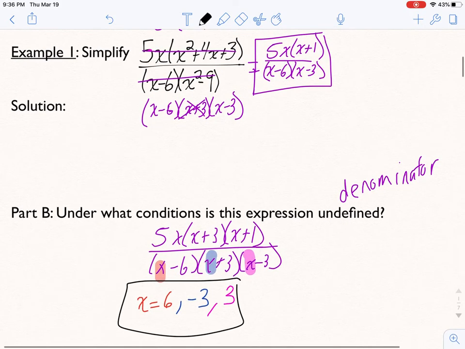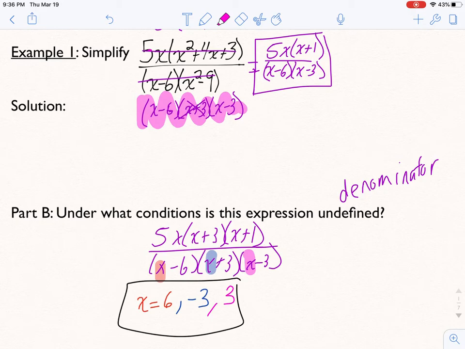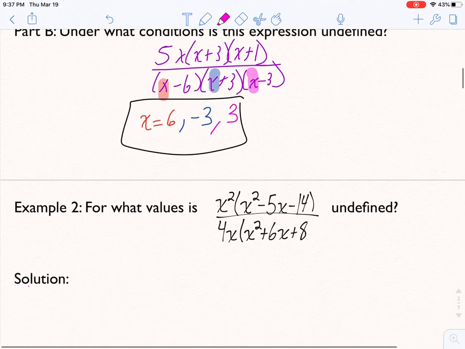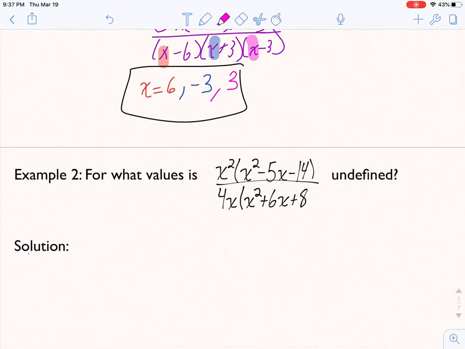Notice I went back to my original problem right here. Not what I canceled. I had to include the x plus 3. I can't simply just look at my final answer and say, oh, it's only 6 and 3. I got to include the original x plus 3 also. So go ahead and work on example 2 now.